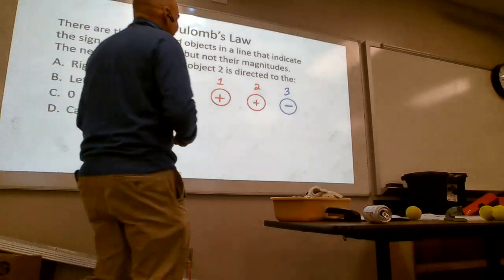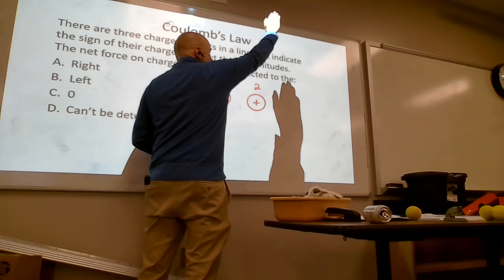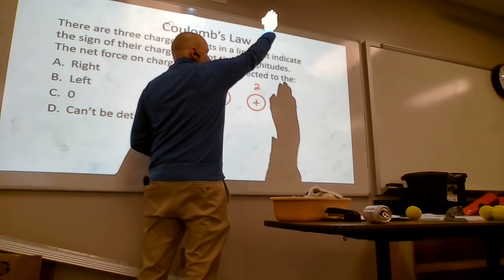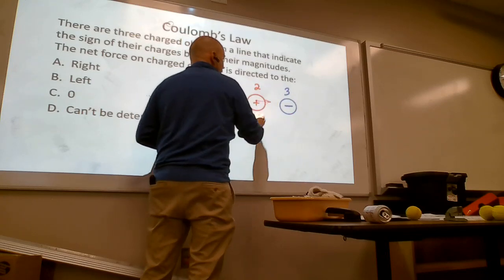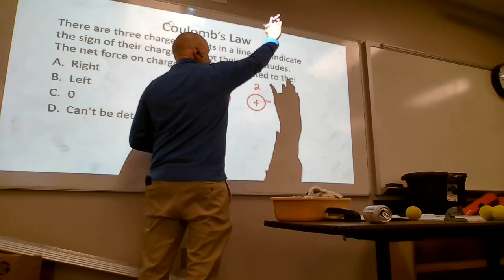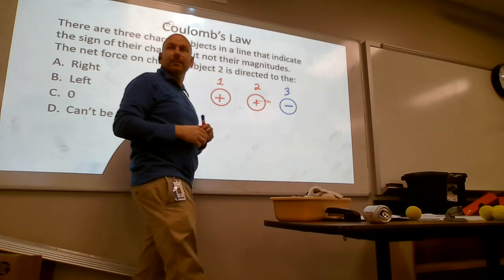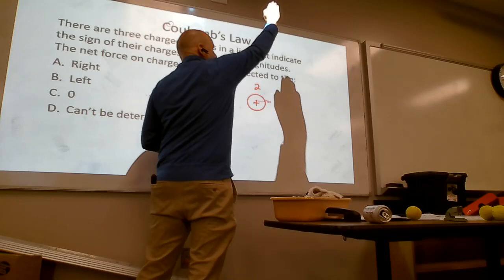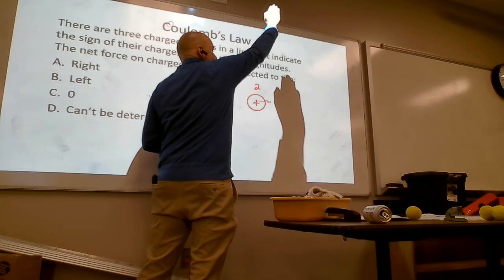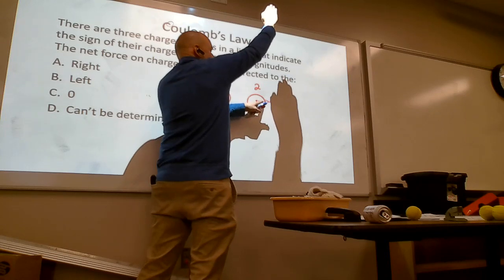Okay. We're looking for the net force on 2. So between 1 and 2, what's going on? Attraction or repulsion? Repulsion. Which way is 2 being repelled? To the right. Between 1 and 2, it's being repelled. Does that make sense? Can you restate all that? Yep. Between 1 and 2, what's going on? Repelling. Which way is 2 being repelled? To the right. Okay, cool.